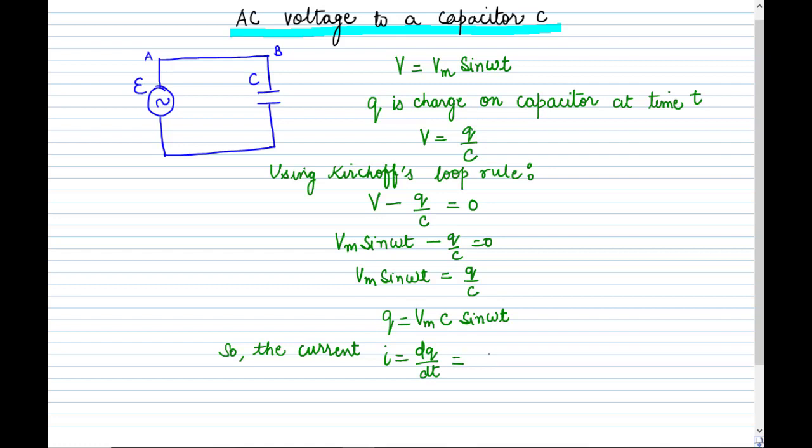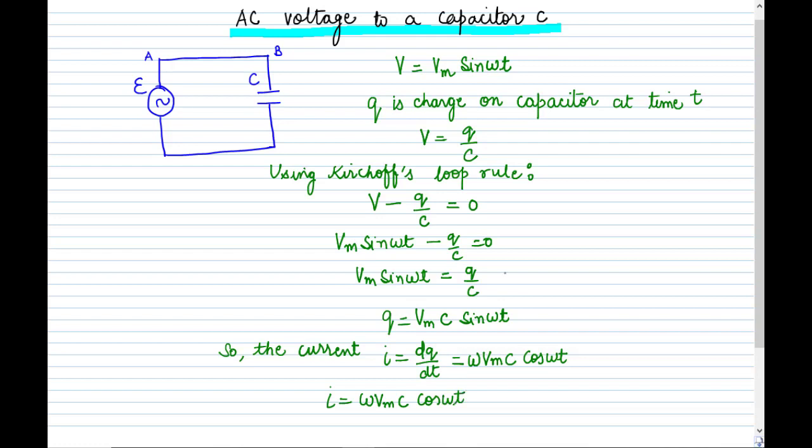Vm is constant and C is constant. And if you differentiate sin omega t, you will have cos omega t multiplied with omega, because d by dt of sin omega t is omega cos omega t. So this is omega Vm C cos omega t. So we have I is equal to omega Vm C cos omega t.